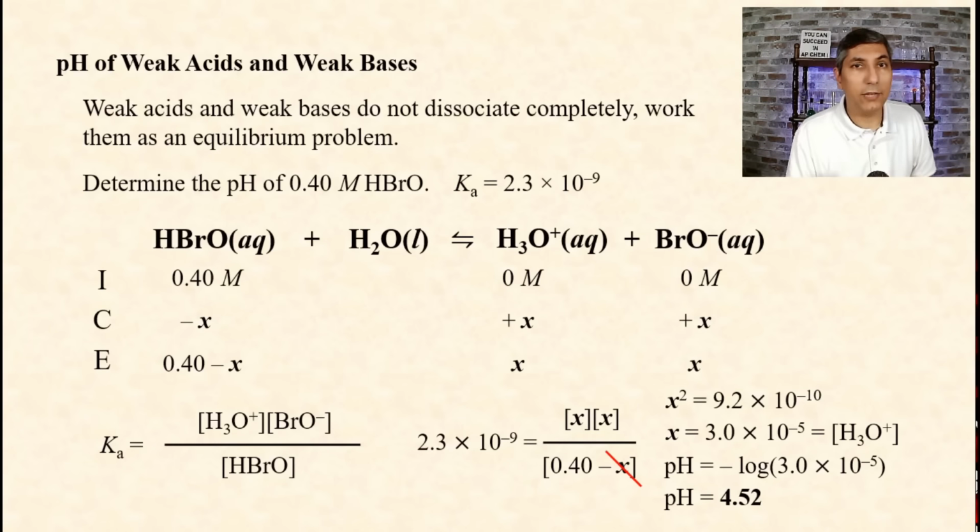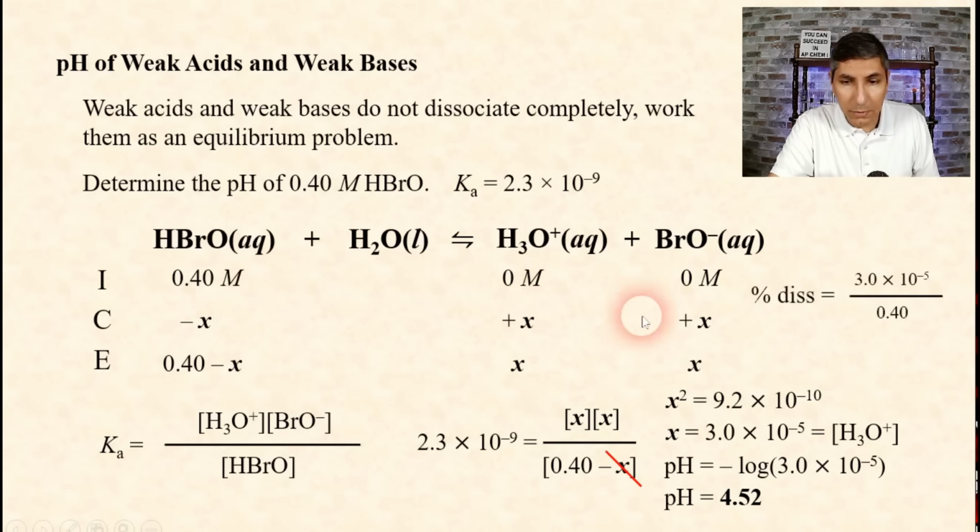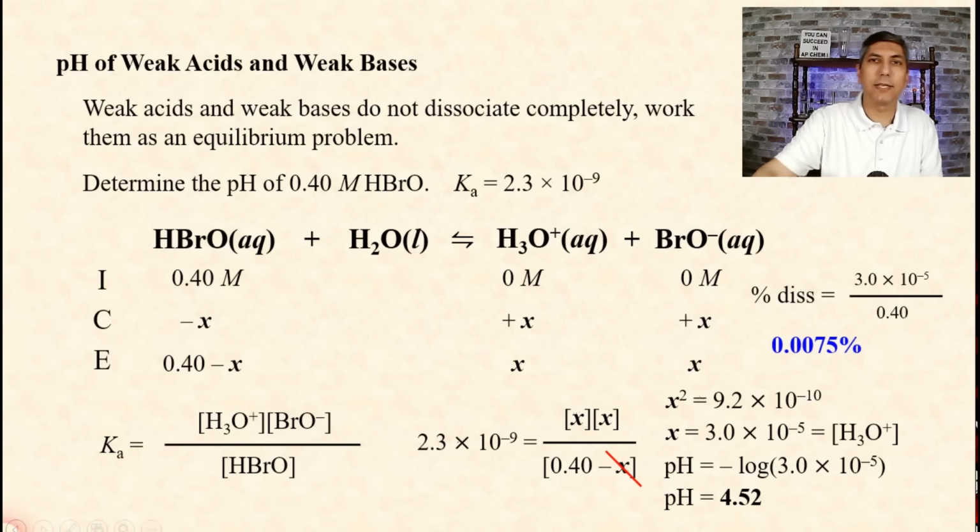Now, sometimes they're going to ask you to calculate the percent dissociation. The percent dissociation for any weak acid is just the value of X that you got here divided by the initial concentration of the acid, times 100, of course. So in this case, it would be that 3.0 times 10 to the negative 5th, that was our X value, divided by 0.40, and then times 100 to get the percent as about 0.0075%. That's a very minuscule percentage of these HBrO molecules that dissociated.